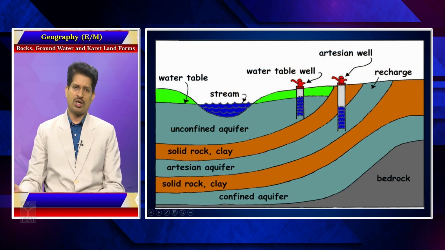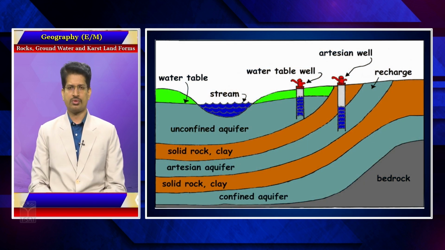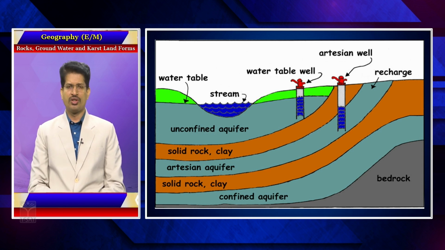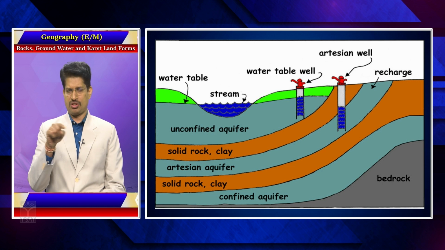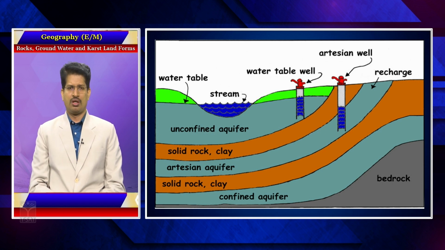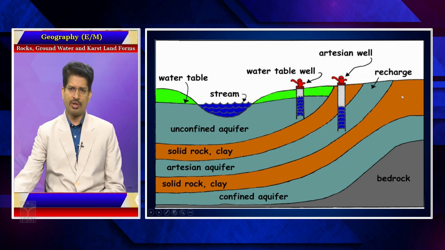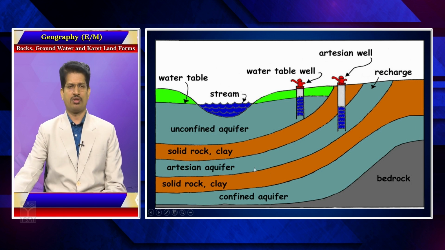To help you understand what I have discussed about the water table, here you have different layers, and in these layers you have different colors. The more or less brown colored rock layers are different layers of rocks. These brown layer rocks are impervious rocks, meaning they will not allow the water to pass through.